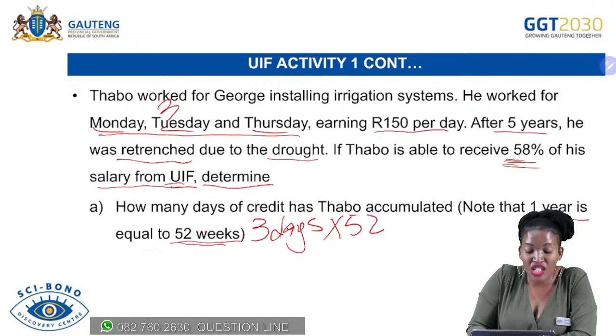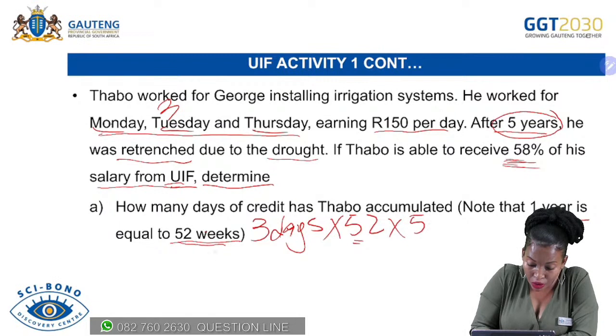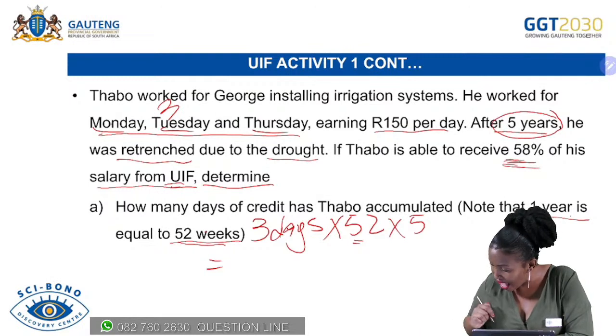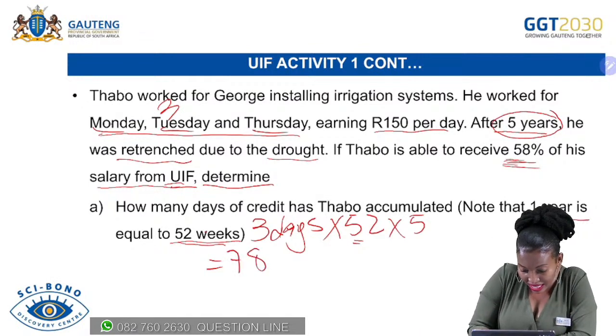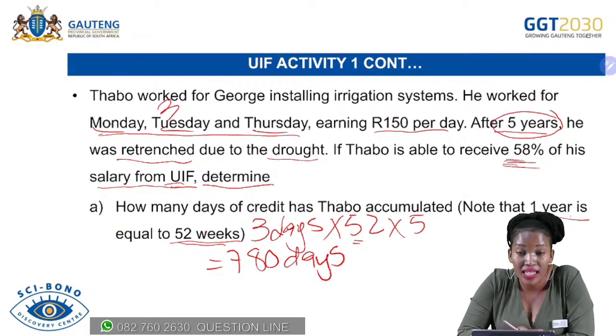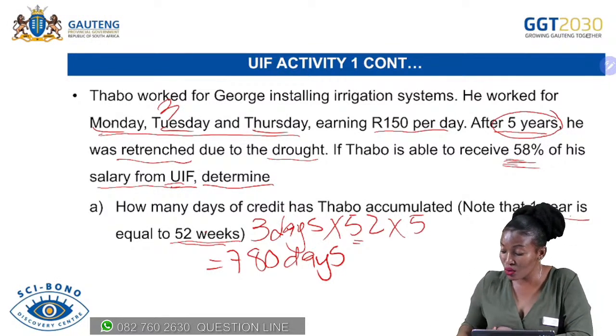So this is 3 days in 1 year. This represents 1 year. But Thabo worked for how many years? He actually worked for 5 years. So we're going to take this multiplied by 5. And then you punch in your calculators. You say 3 multiplied by 52 multiplied by 5, which is equal to 780 days. This is the total number of days that he has worked. Guys, I hope you are also doing this on your side.